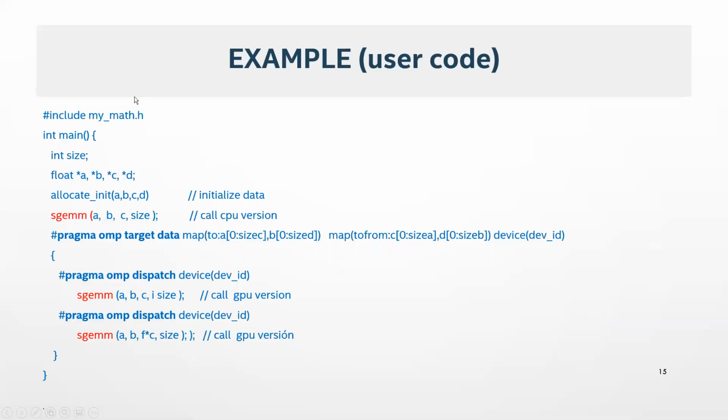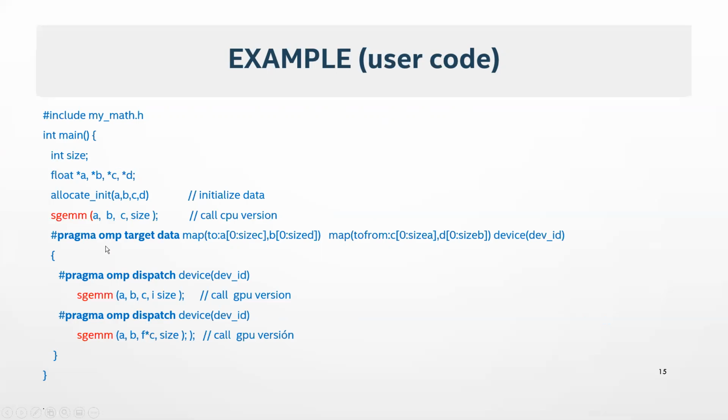Now let's see how it works in the user code. Here's a program in the user code. You would include your math.h, which has that declare variant function. You have four variables, you initialize these, and then you call sgemm with A, B, C. This doesn't match the variant because it is not under a dispatch construct, so it does not get replaced. Here you'll be calling only the host version.